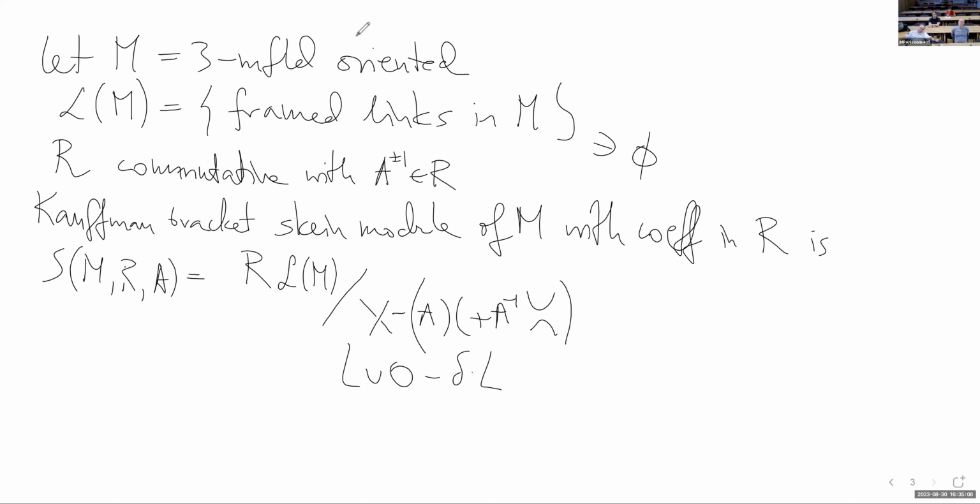What are its elements? Formal linear combinations of links, like 2 plus A to the 7th times, I don't know, Hopf link. But that Hopf link may sit in this manifold in some interesting way. Plus, you know, maybe 15 of another link, but no, then there's some hole in this manifold. Something like this is called a skein.